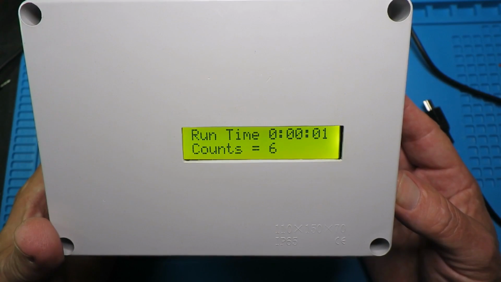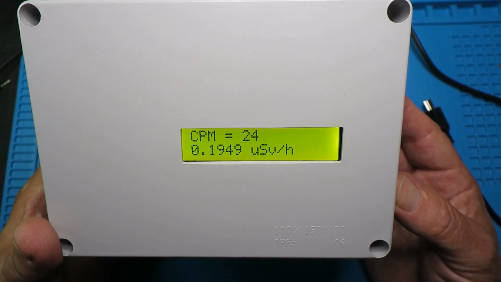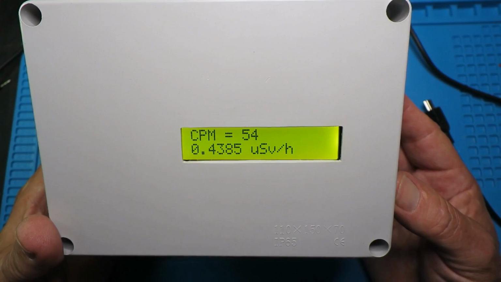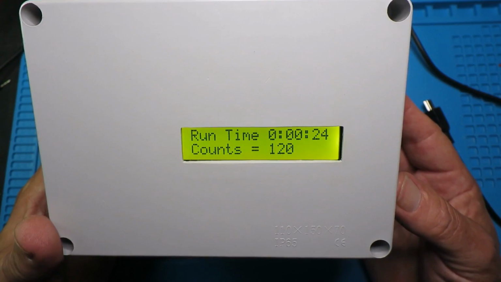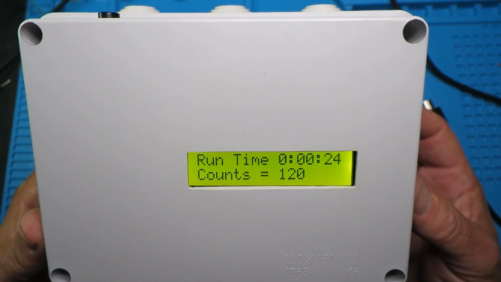I've added a little bit to the software. I thought it would be quite interesting to know the total time that the counter has been running for, and also the total number of counts. So that you can see that incrementing there, and obviously we've got our counts per minute and the conversion to microsieverts.